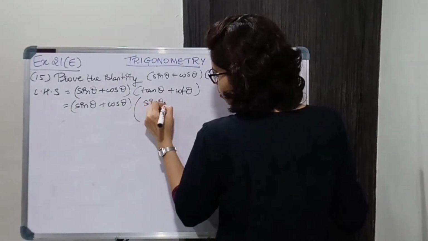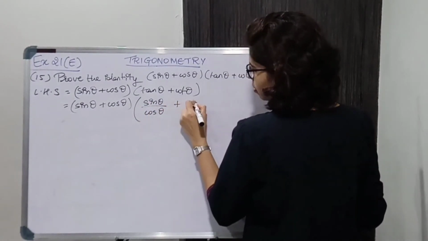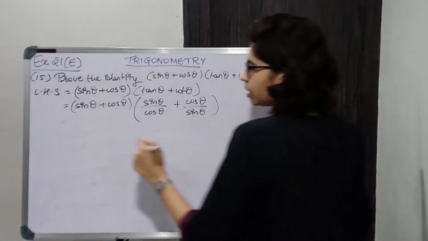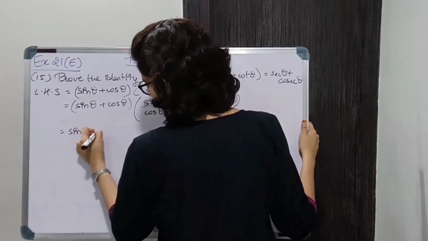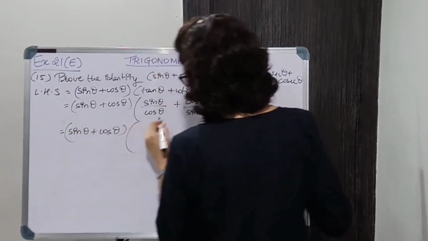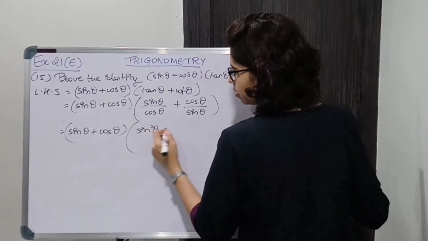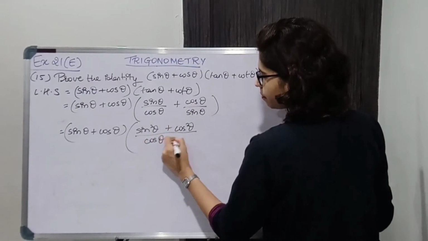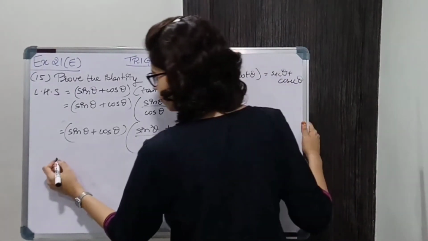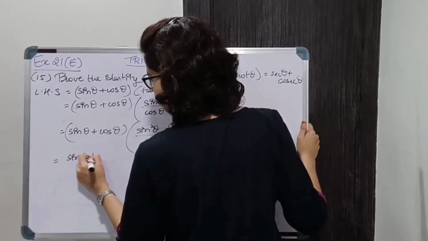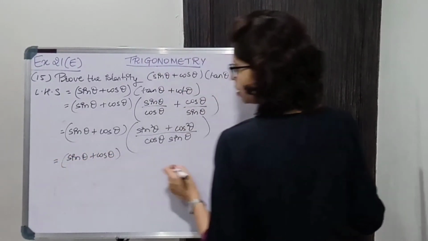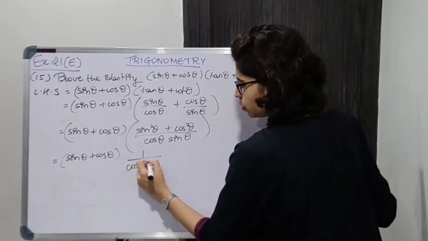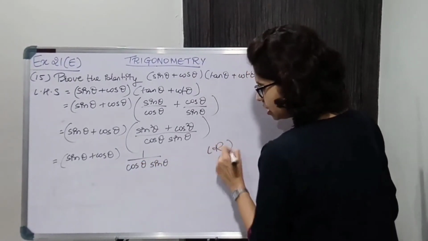So this will become sin theta upon cos theta and over here cos theta upon sin theta. I'll solve this bracket, I'll cross multiply. Sin into sin gives sin square theta plus cos into cos gives cos square theta, upon cos theta sin theta. Sin theta plus cos theta into sin square theta plus cos square theta, which is equal to 1. Using the identity, we know this identity, you have to give reason over here.